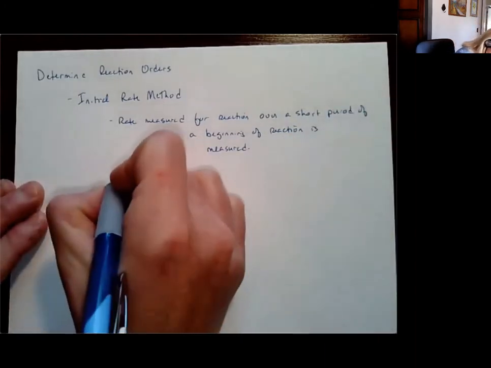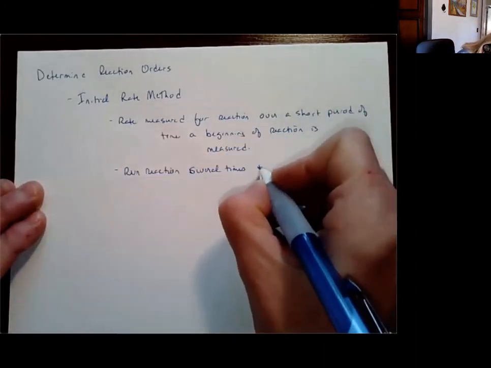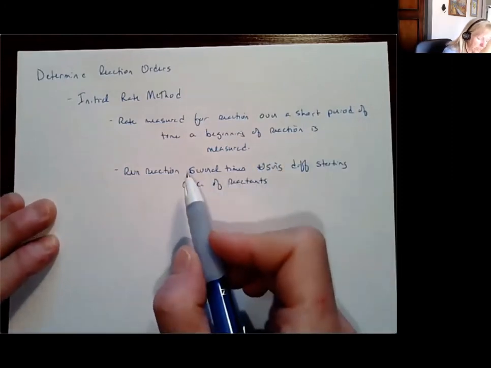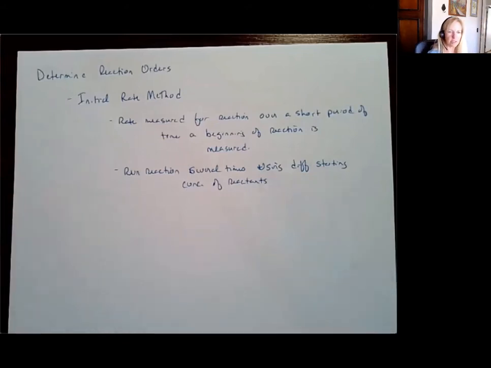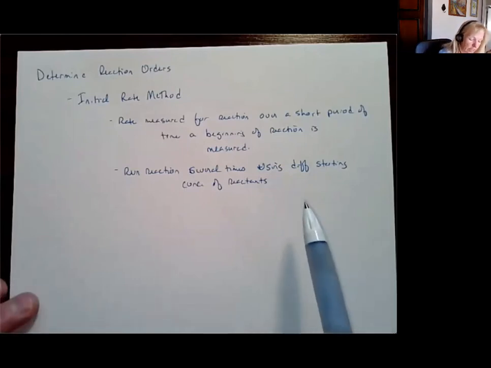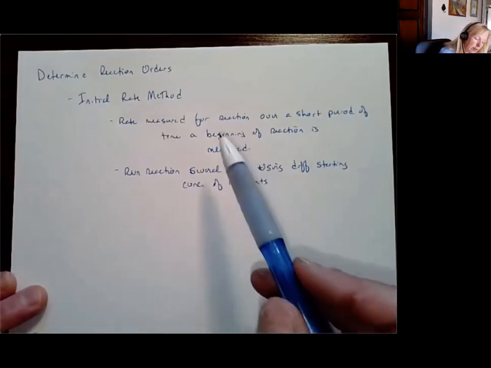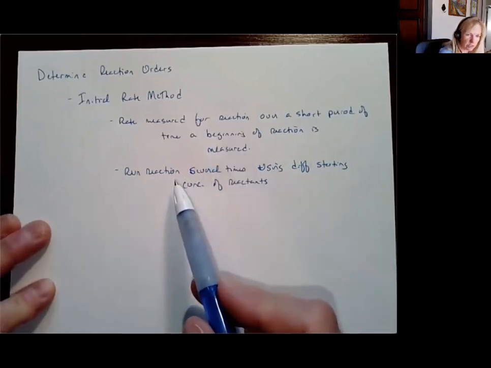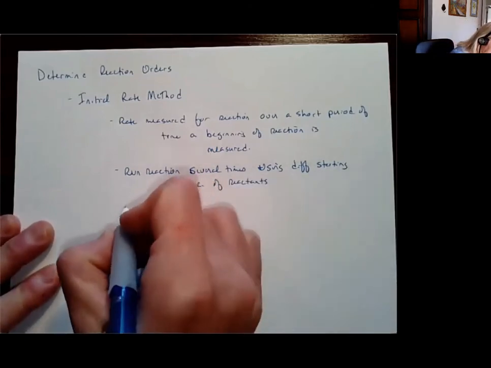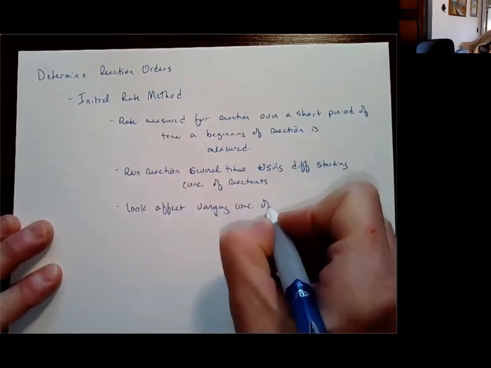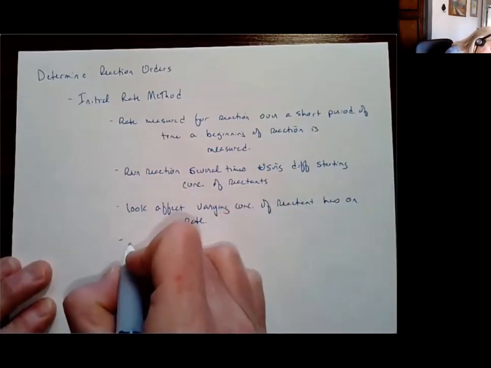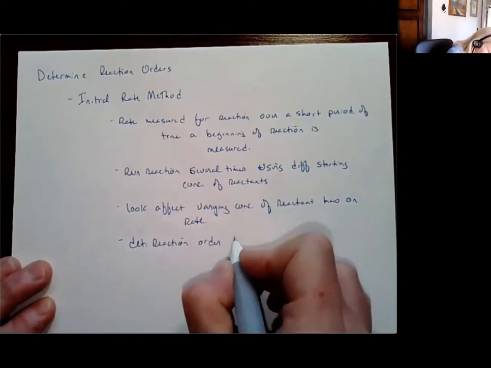Then I'm going to run the reaction several times using different starting concentrations of my reactants. I'm not just going to run it once; I'm going to run it maybe 3 or 4 times. Each time I'm going to vary the concentration of one of my reactants, and I'm going to measure the rate for a given period of time for each of these reactions. Then I'm going to look at the effect that varying the concentration of a reactant has on the rate. That's going to allow me to determine the reaction order for each reactant.